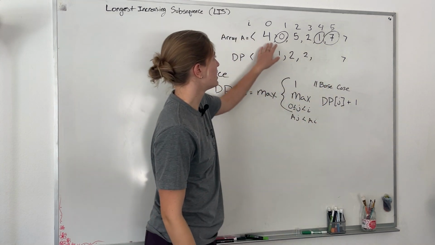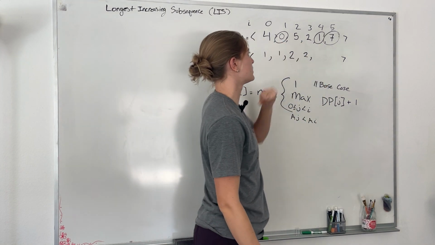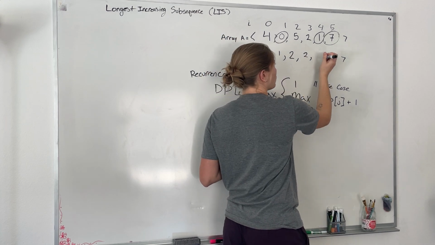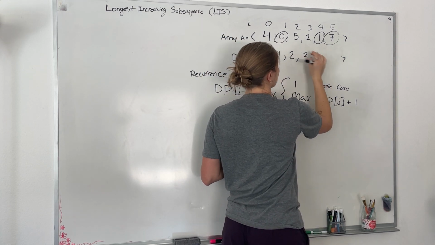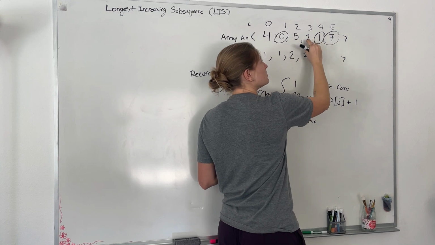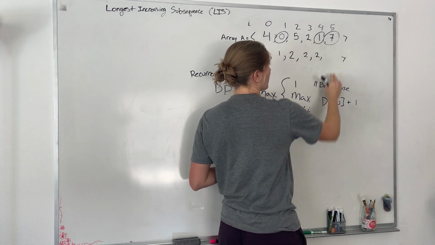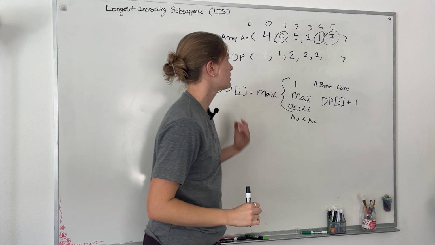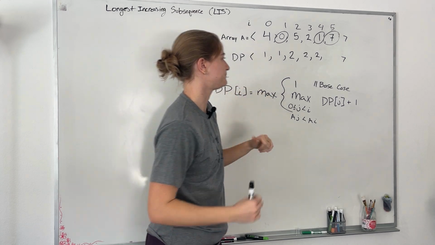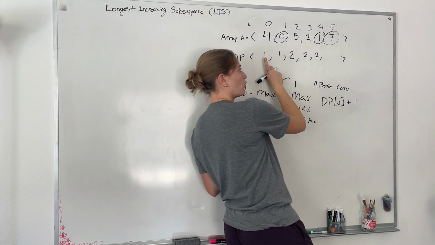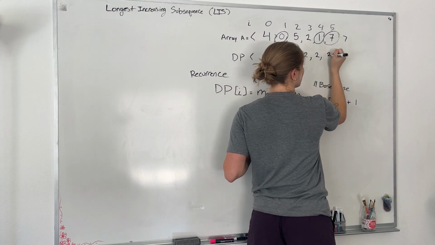Now we go to 1. Is 4 less than 1? No. Is 0 less than 1? Yes. So we take this value, add 1 to it, and have 2. Is 5 less than 1? No. And is 2 less than 1? No. Our final number, we've got 7. Is 7 greater than 4? Yes, it is. So you're going to do 1 plus 1 is 2.